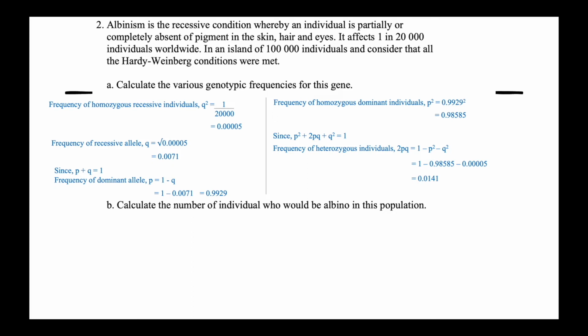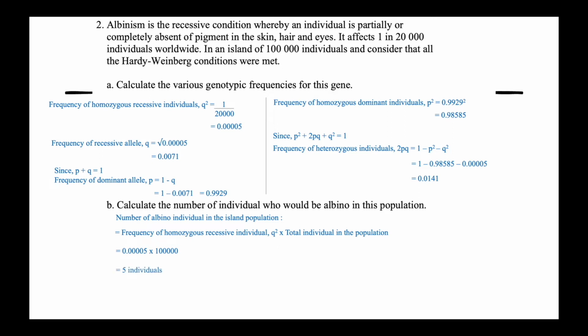Question B. Calculate the number of individuals who would be albino in this population. To find the number of albino individuals in the island population, we simply multiply the frequency of homozygous recessive individual q square to the total number of individuals in the island population. In this case, 0.00005 times 100,000, giving us the value of 5 individuals.